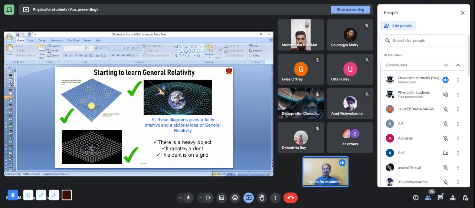Now you see, whenever you talk of general relativity, this is very important that you need to understand: the first thing that comes to your mind if you go to the internet and search is this kind of a thing. You all agree to this, isn't it? There is a mass, there is a space-time thing, and there is something heavy which is causing a dent. It creates a kind of a dip, and the dent is on a grid. Everywhere you type out general relativity, you will see this.